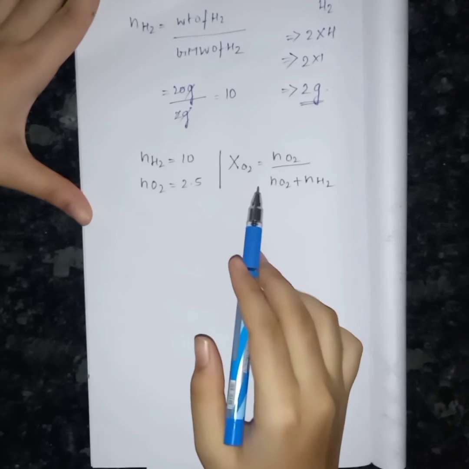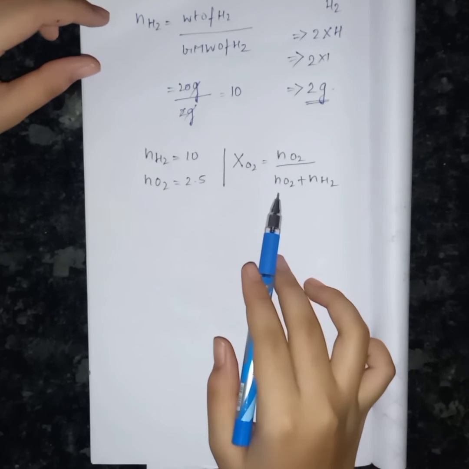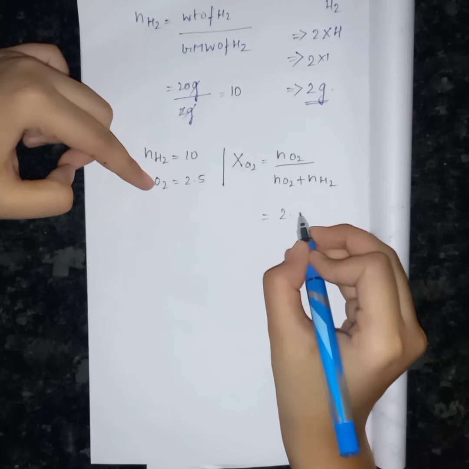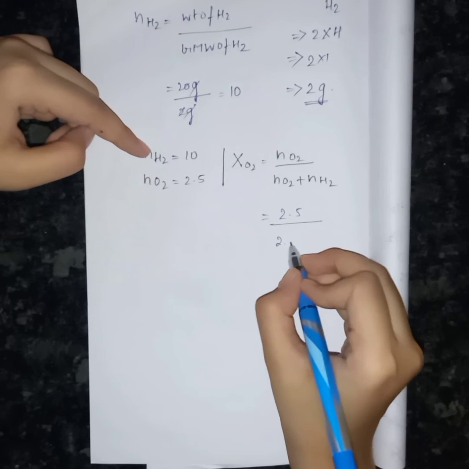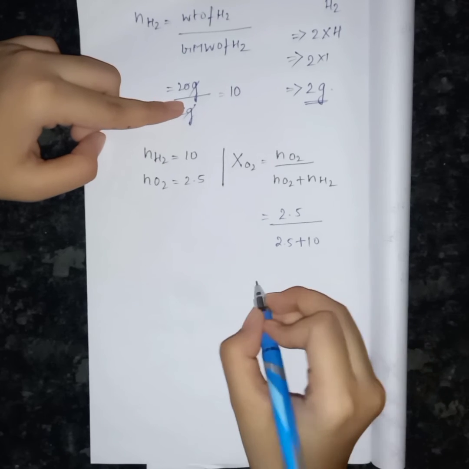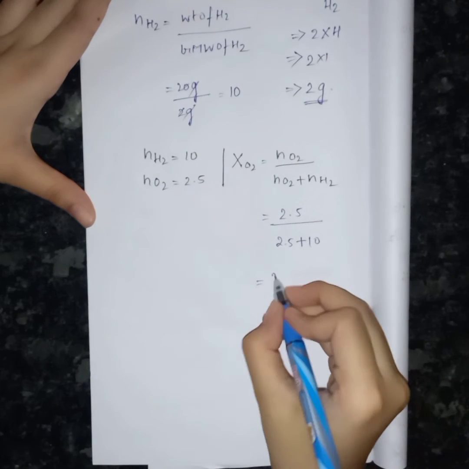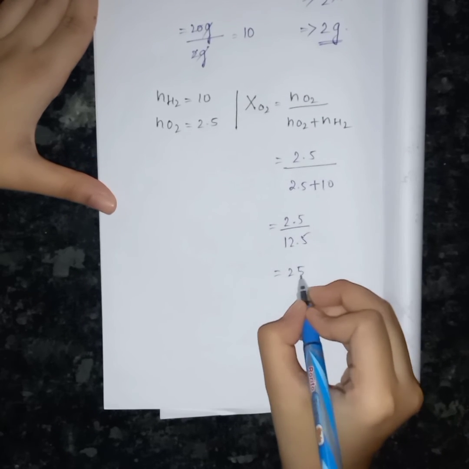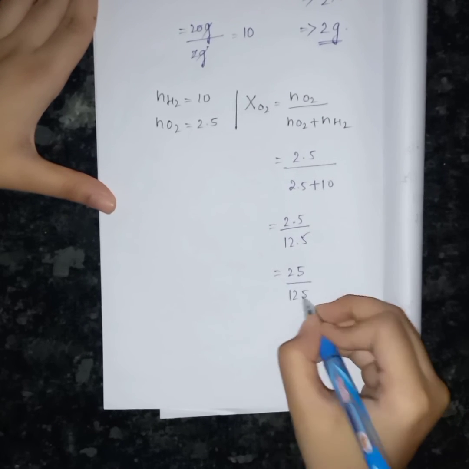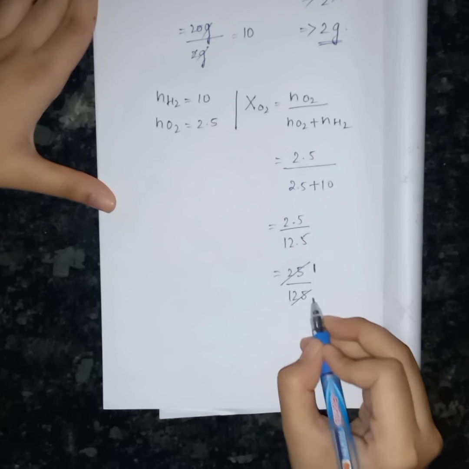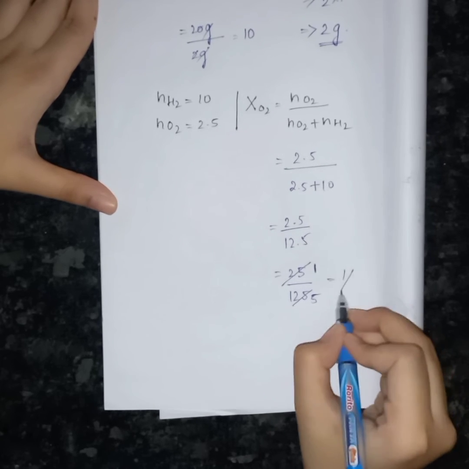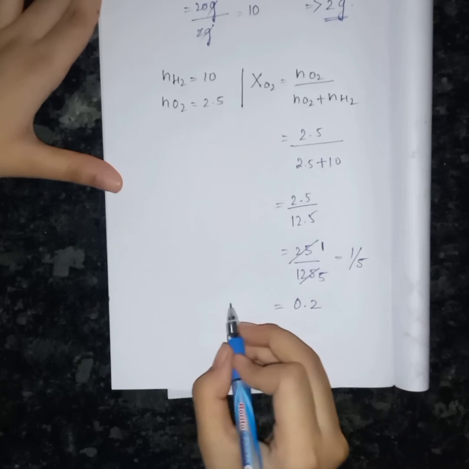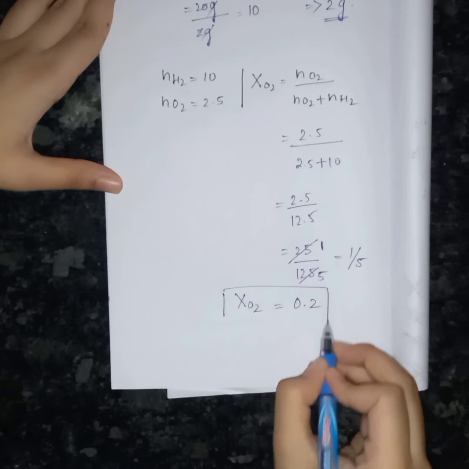Mole fraction of O2 is equal to number of moles of O2 divided by number of moles of O2 plus number of moles of H2. Number of moles of O2 is 2.5 by 2.5 plus 10, which is equal to 2.5 divided by 12.5, which is equal to 25 divided by 125. 25 ones are 25, 5 times 25 is 125, which is equal to 1 by 5. After solving, the value is 0.2.